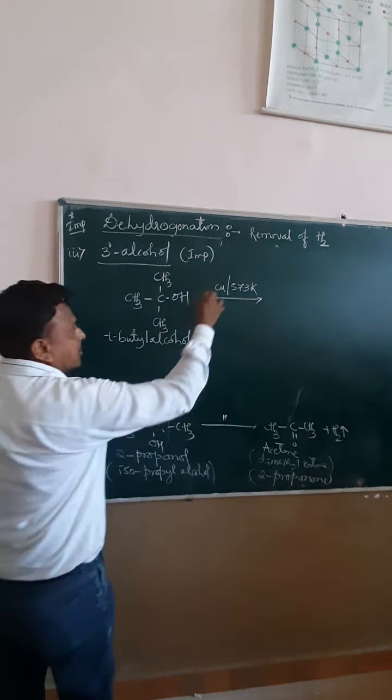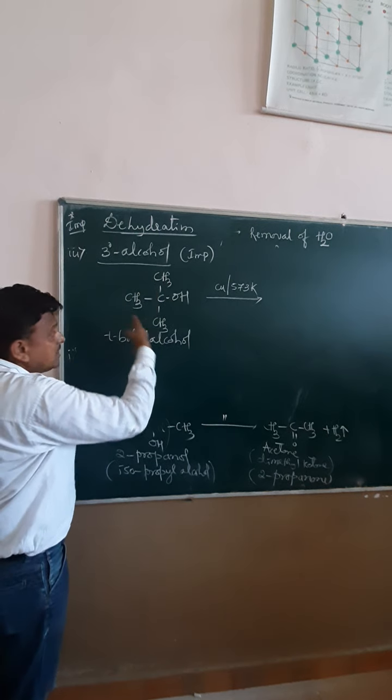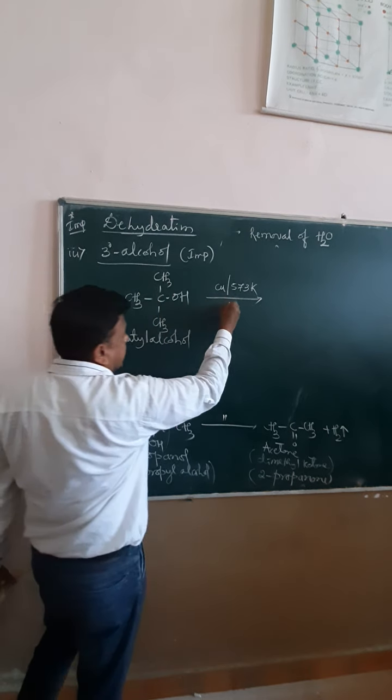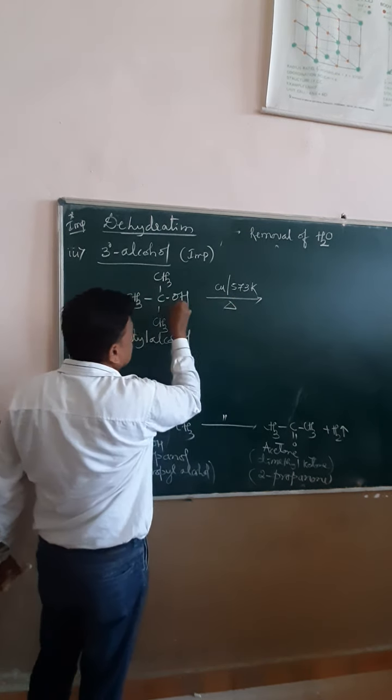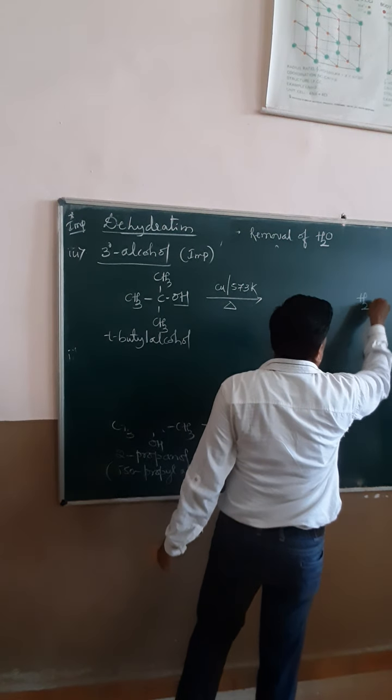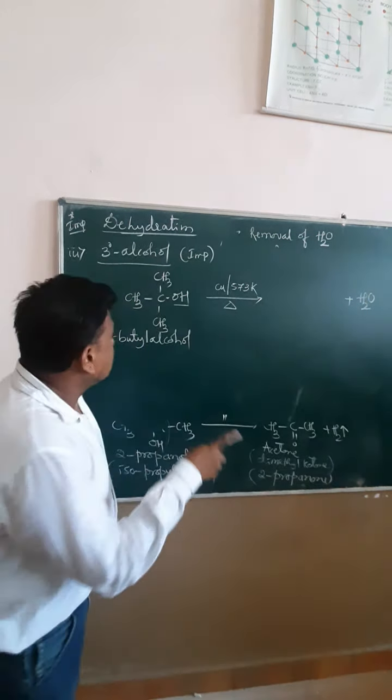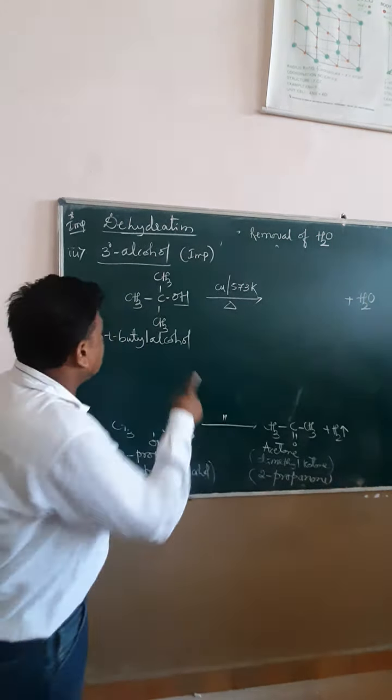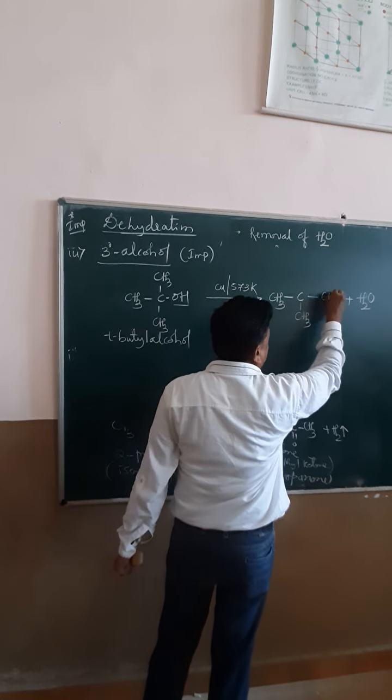This reaction undergoes dehydration. It means removal of water. Keep in your mind, when this tertiary butyl alcohol is heated at this temperature, the OH group along with one hydrogen can be removed. Water is removed. What remains? The CH2 group remains. This is CH3 as it is, this is a carbon, and this is CH3 as it is. And this is your CH2.